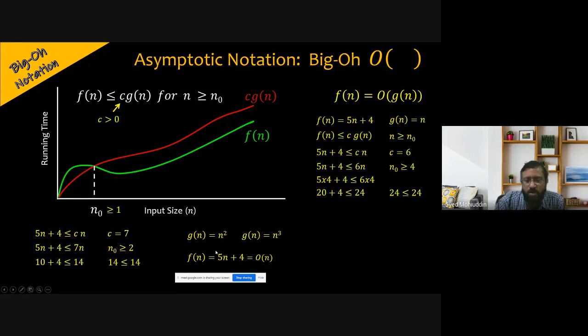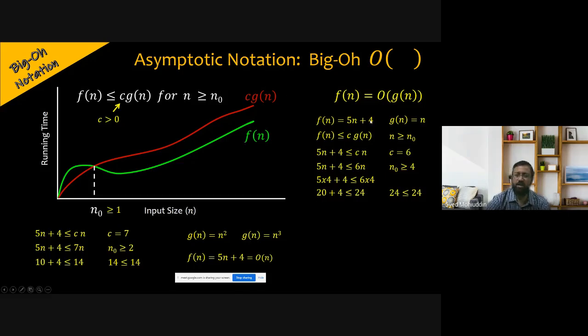Why n square? Because the highest polynomial of f of n is taken, because that is what will satisfy the equation less than or equal to c of g of n. So just as a formal definition, this inequality, f of n less than or equal to c of g of n for n greater than or equal to n0, where c is greater than 0 and n0 is greater than 1, is known as big O notation, or f of n is asymptotically equal to big O of g of n.